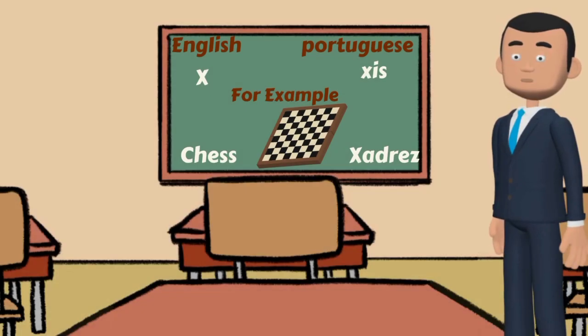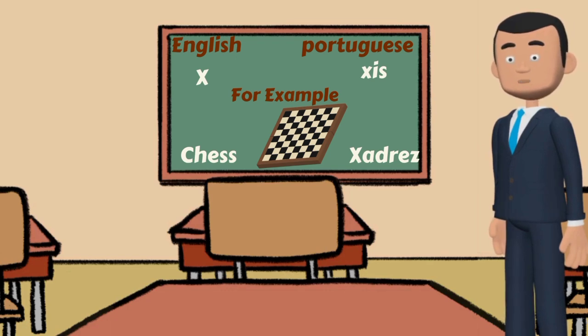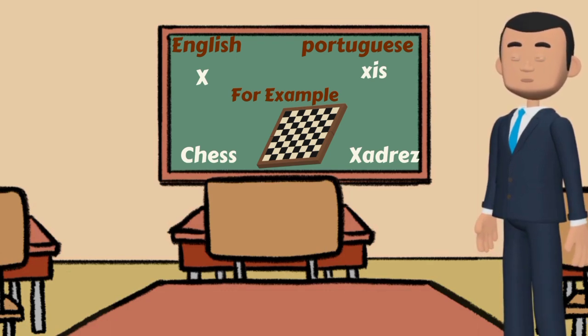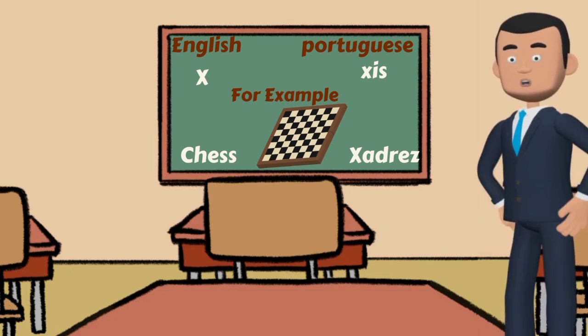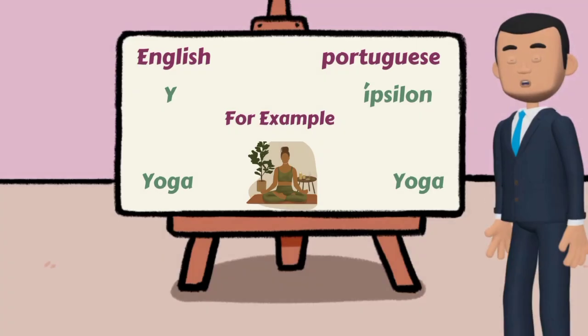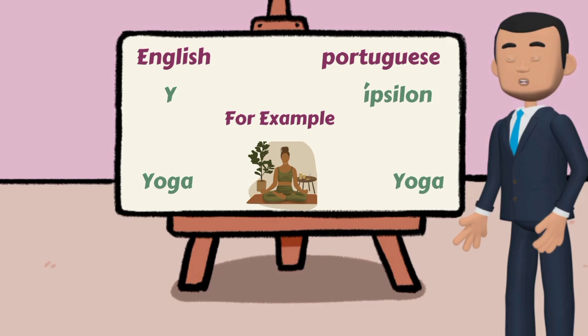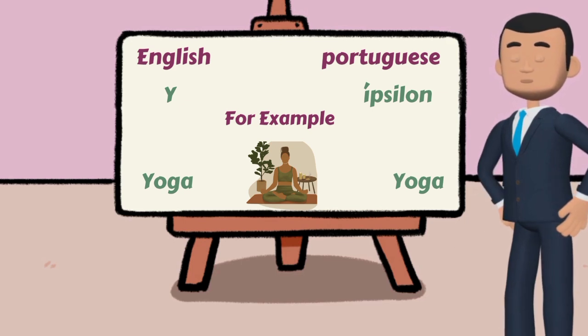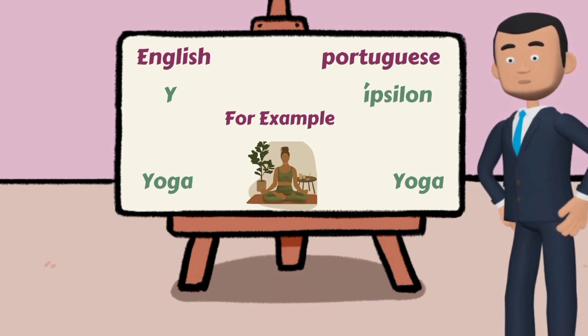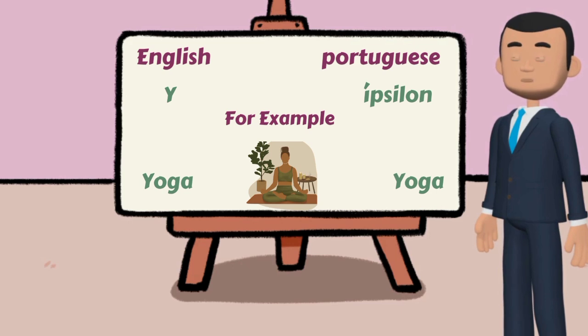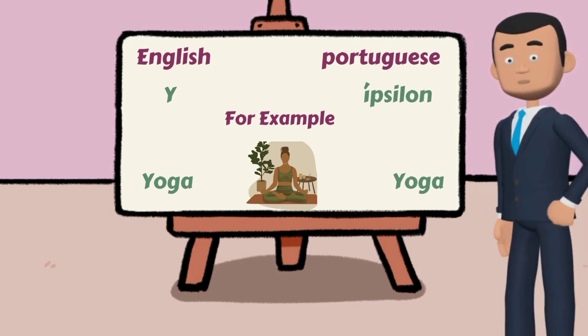In English, X. In Portuguese, xis. For example, the word xadrez in Portuguese means chess. In English, Y. In Portuguese, ípsilon. For example, the word yoga in Portuguese means yoga.